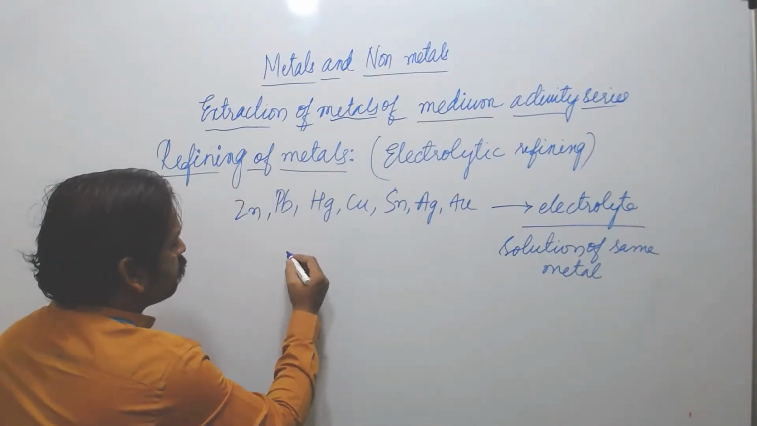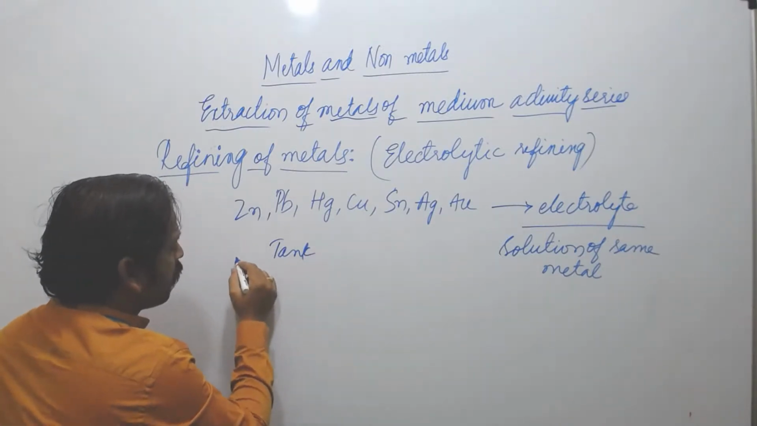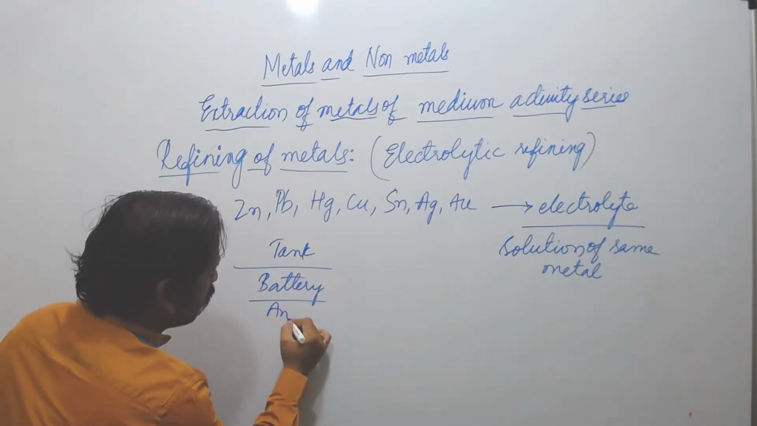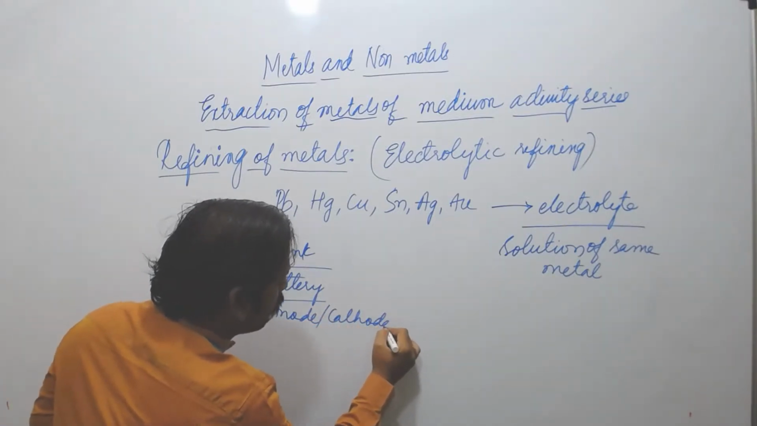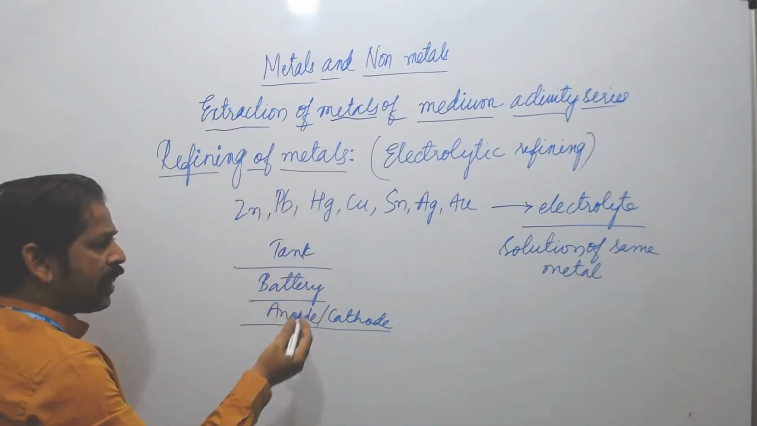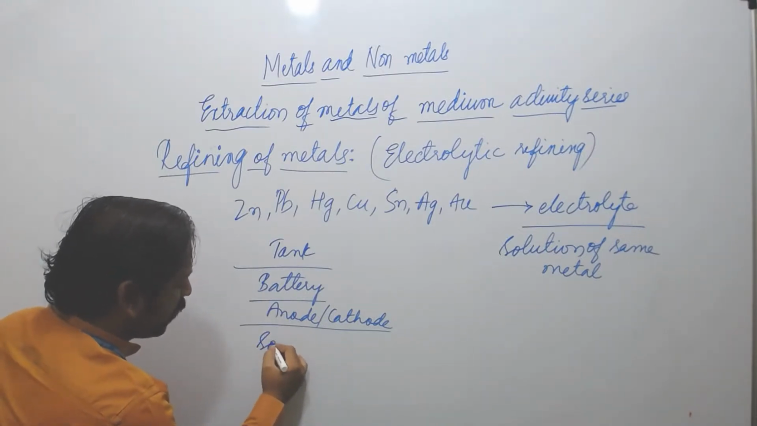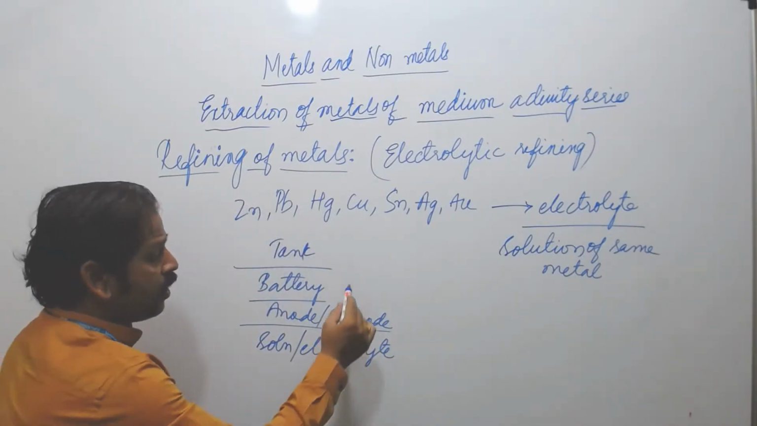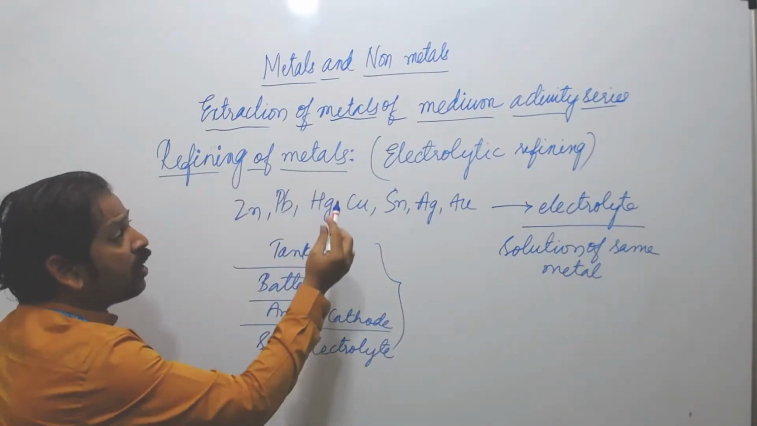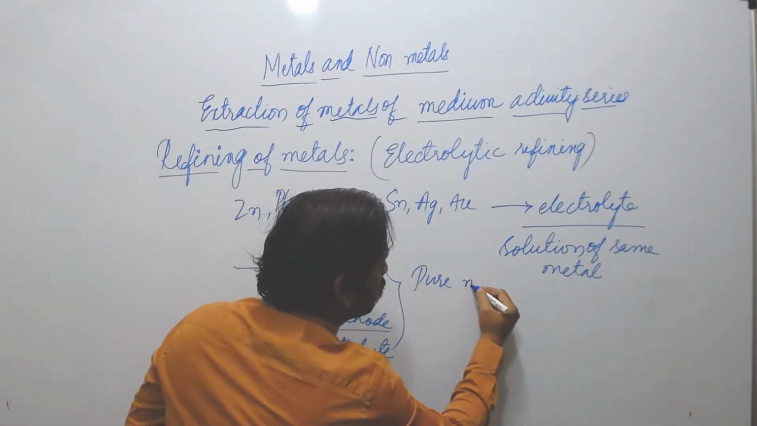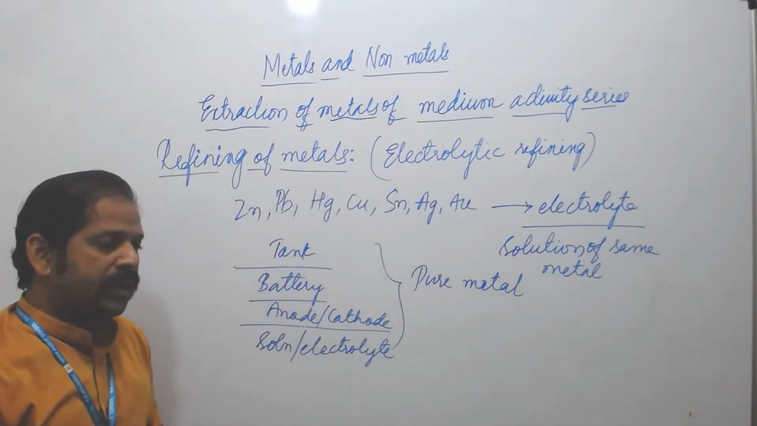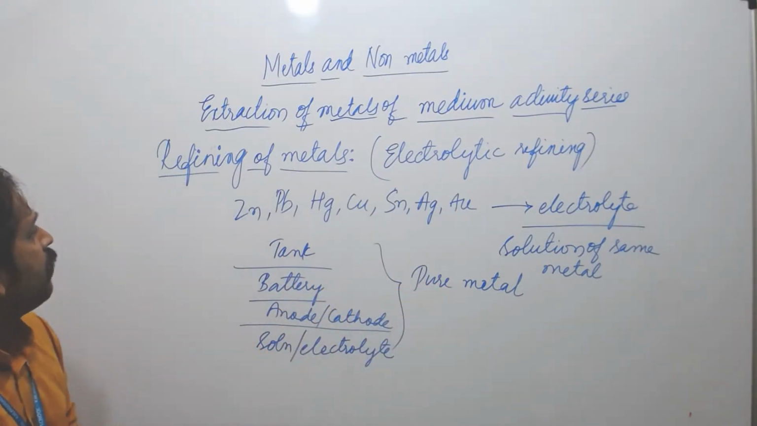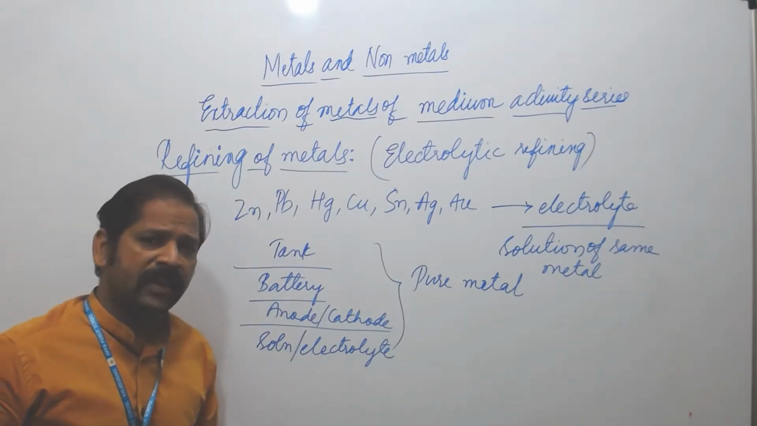Apart from that, there should be a tank, a battery, and anode and cathode tubes. They pass the electricity through the solution, that is the electrolyte. At last, the dissolved materials give the pure metal. So we use dissolved materials and pass the electricity, and pure metal is available. Okay, we'll see the process of electrolytic refining of copper.